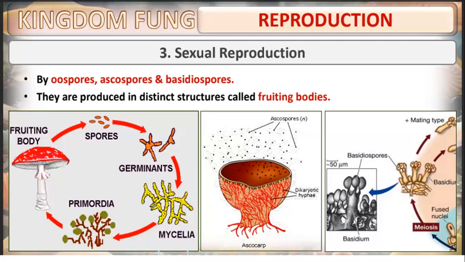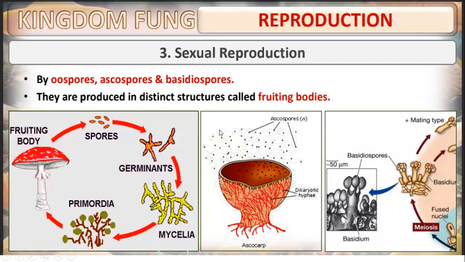Euglenoid, slime mold, and protozoa. Similarly, we will study classification of fungi, and in this, we will study spores, ascospores, and basidiospores. Then, each classification will do sexual reproduction by different methods. Here, they have given first one, spores.